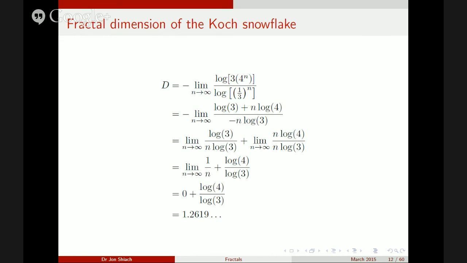This means it's closer to being a line than it is to being a plane. Remember the fractal dimension of a straight line is 1, the dimension of a plane is 2. So it's closer to being a line than it is to being a plane. What's useful or interesting about the Koch snowflake is that it's an infinite circumference bounding a finite area.